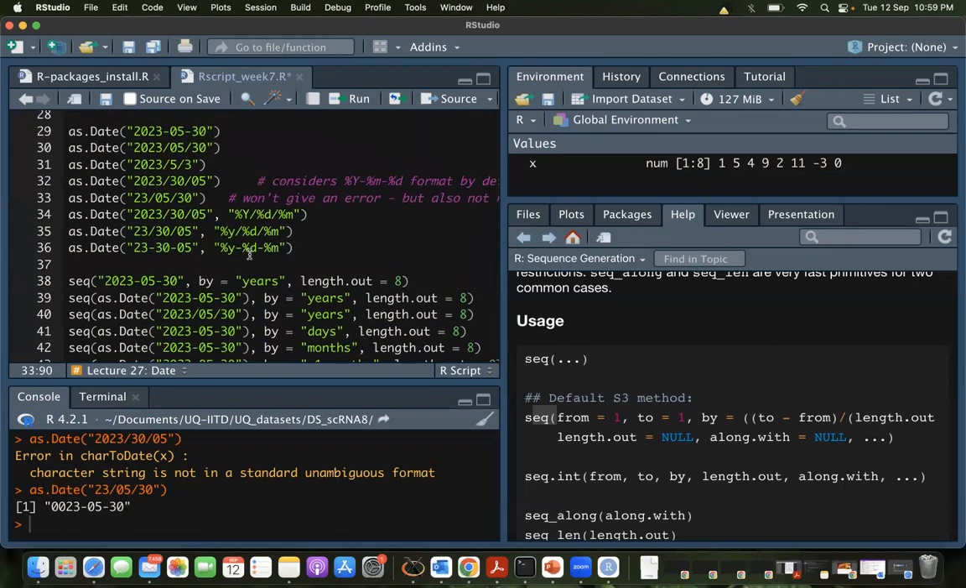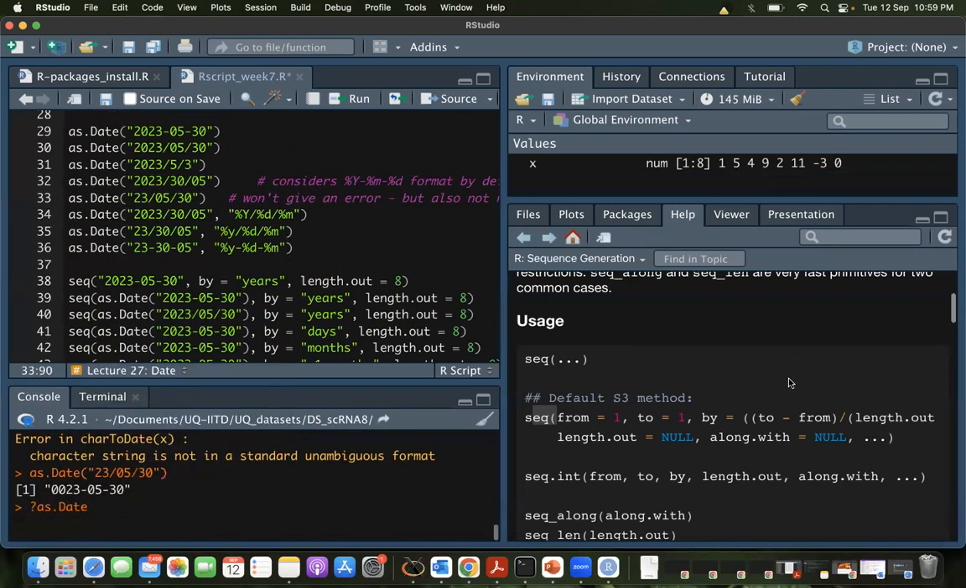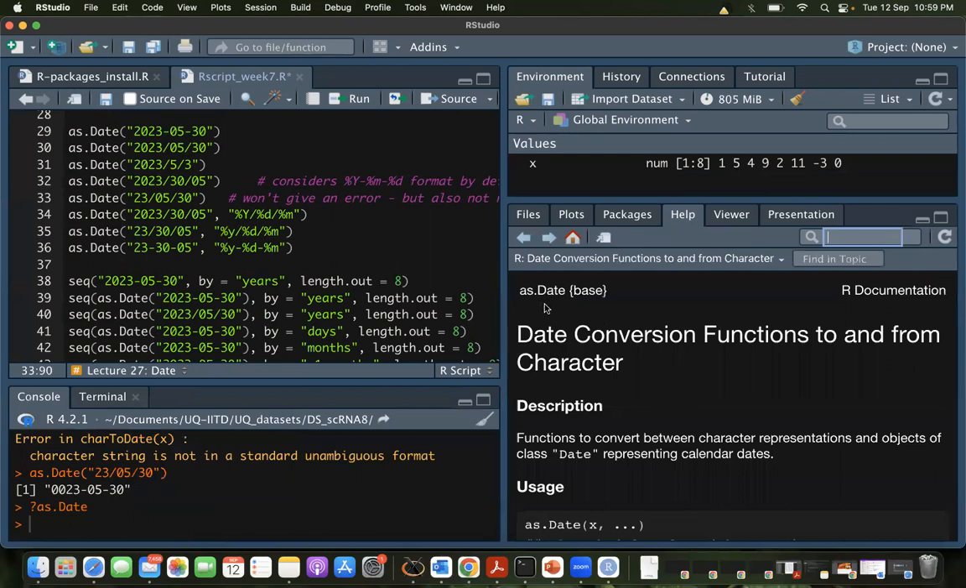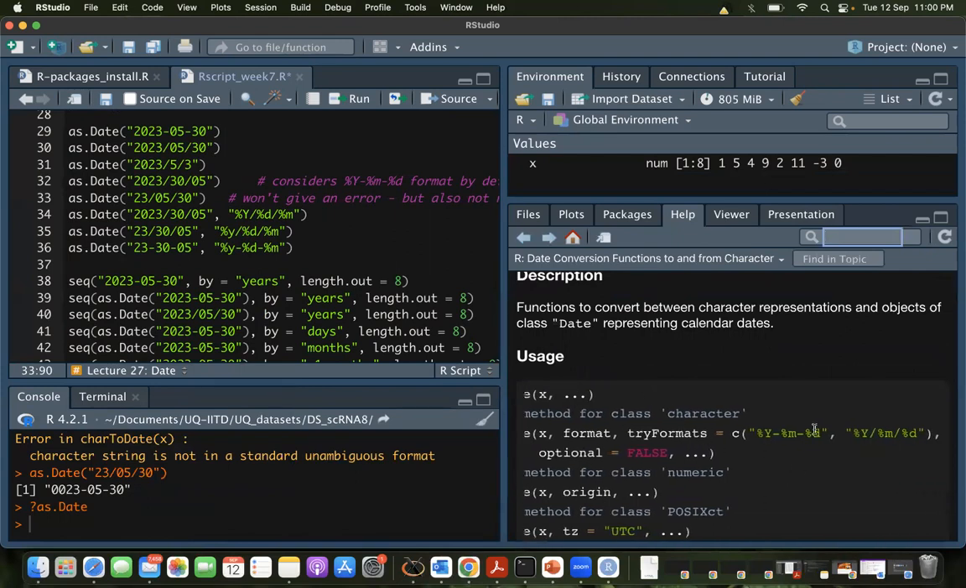Okay. Now I will show you just one more thing. When I write as.Date here, it's going to open the help page. And now if you see, there's something in this format: percentage capital Y hyphen percentage small m hyphen percentage small d. And likewise the same thing, but instead of hyphens, there are slashes.